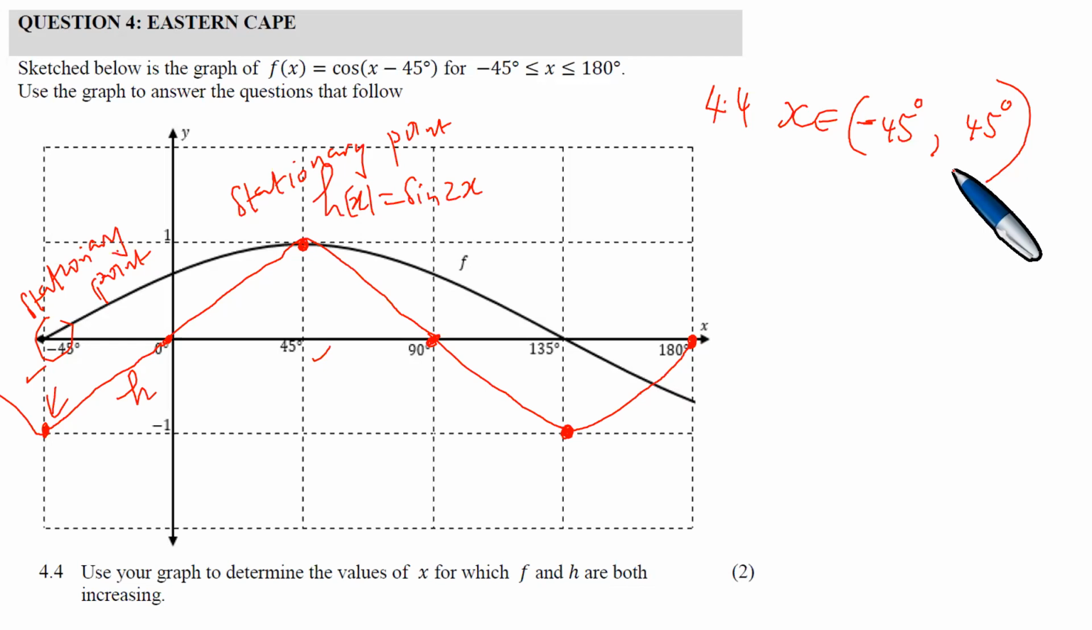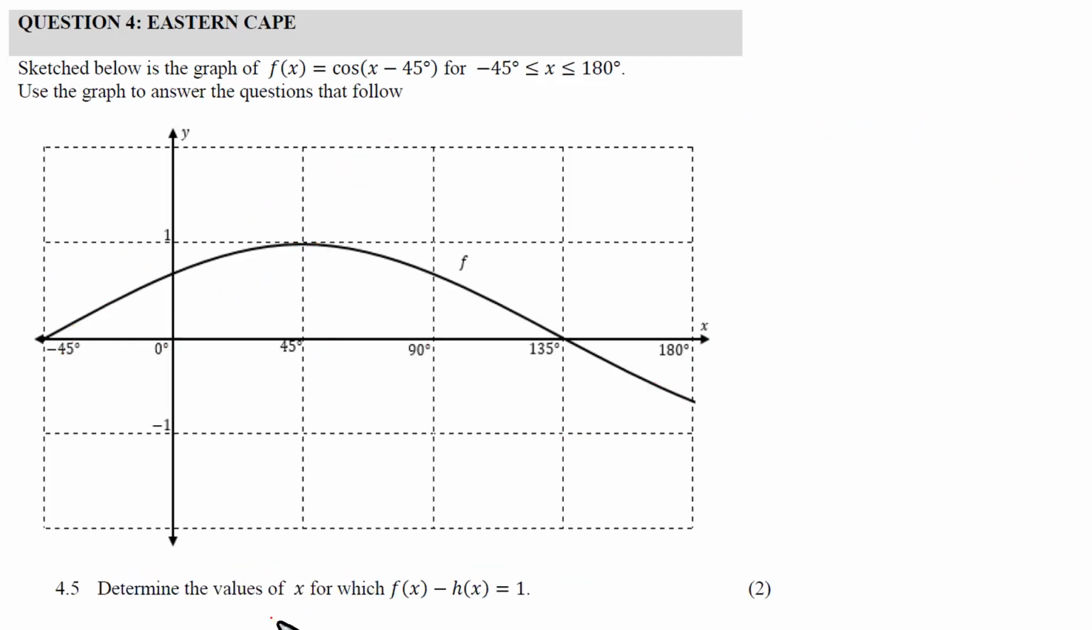Next question. Determine the values of x for which the difference between the two functions is 1. Okay, so we've erased one of the graphs. I can quickly draw. We know how to draw already from the previous question. This is the graph of h. Okay, determine the values of x for which the difference between them.